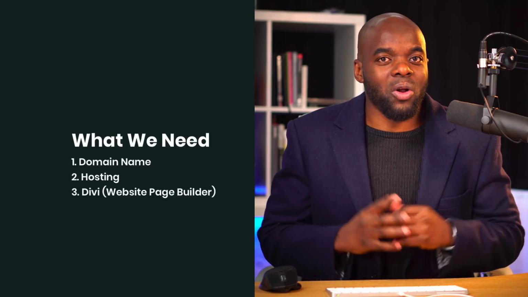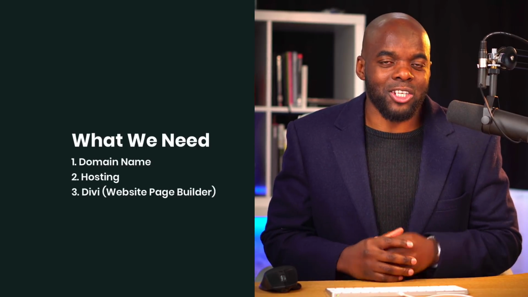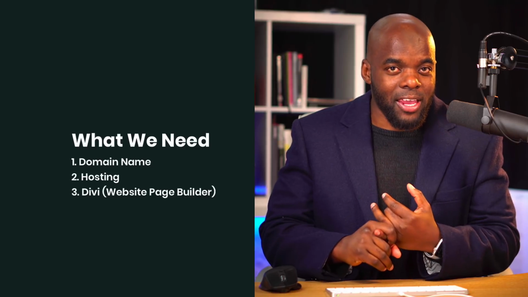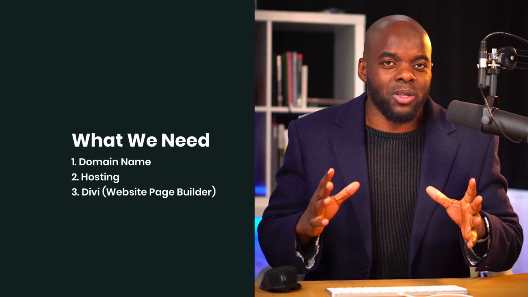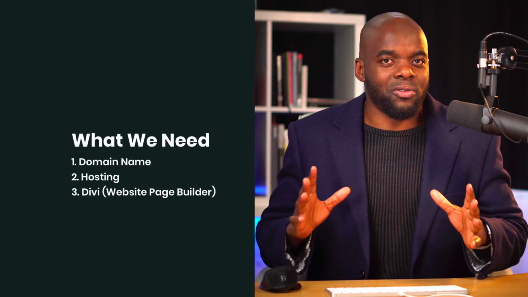Okay, so let's talk about what we're going to need in order for us to design this website. So first of all, we're going to need a domain name, hosting, and then finally, we're going to need Divi, which is the page builder or the software that we're going to use in order for us to make our website look professional.